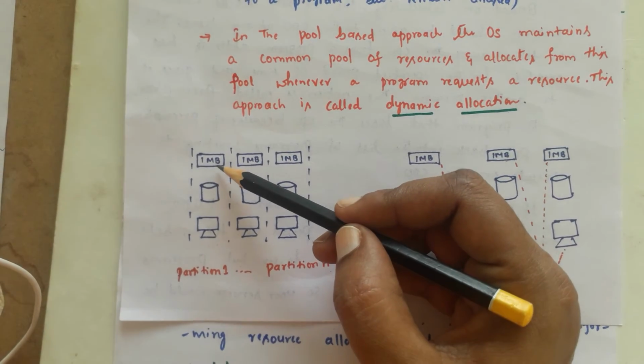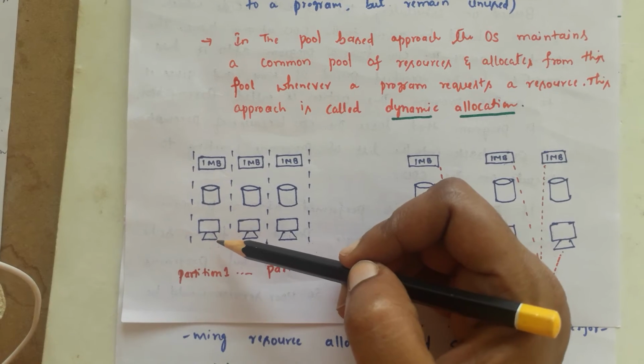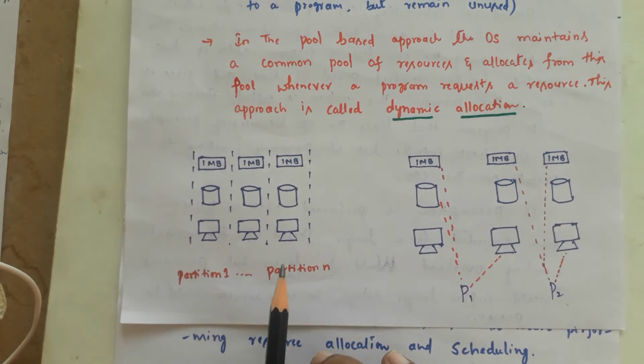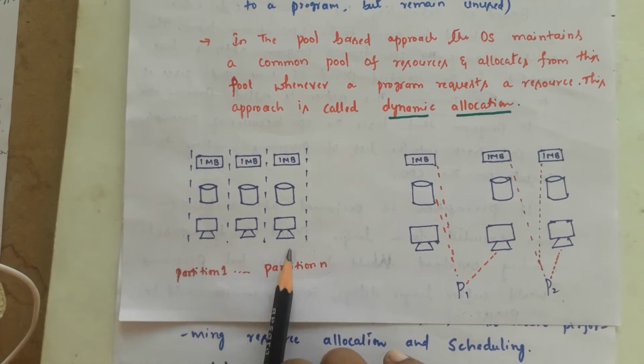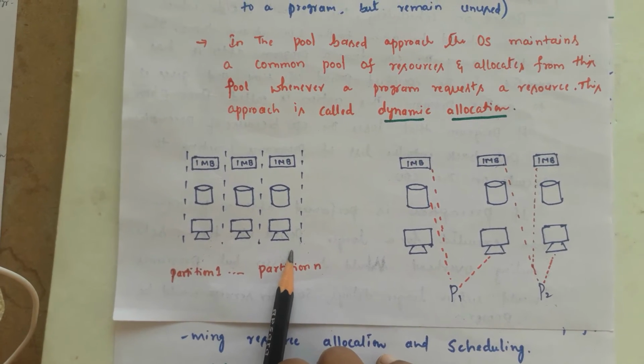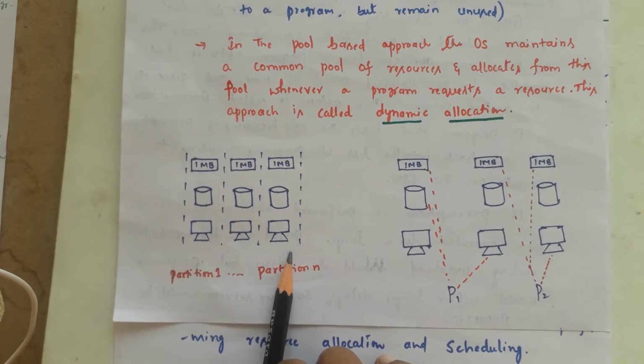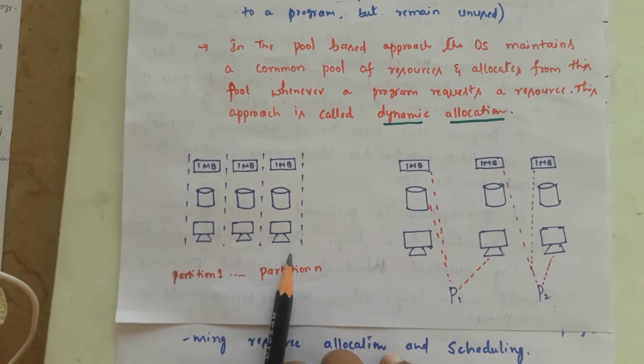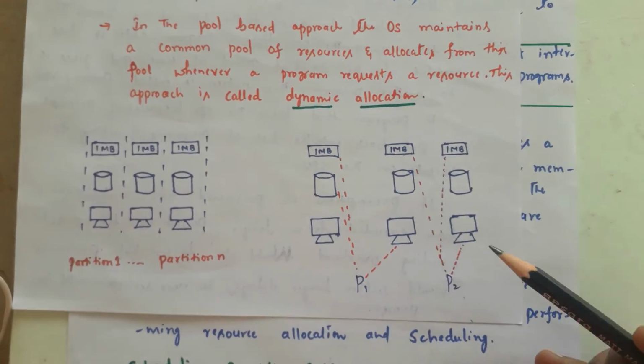You can see here we have 1 MB of memory, you have a disk, and you have a monitor. So this has been given to different programs. They may use or they may not use. If they are using, then it is effective utilization of resources. If they are not using, there comes the wastage of resources. To come out of that problem, we go for pool.